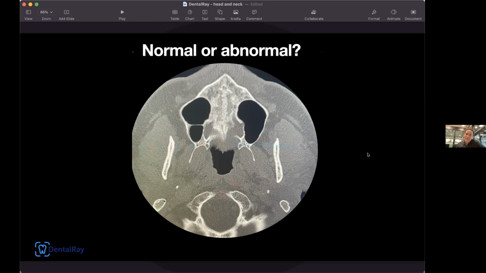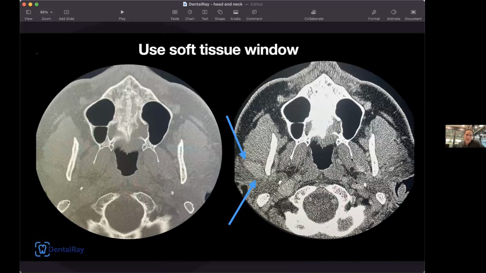So this is extremely difficult to see, though. Again, this would be the standard kind of output that your cone beam CT scanner is going to show you. It would be extremely difficult to see this prospectively. We're going to move to a soft tissue window, as I said.